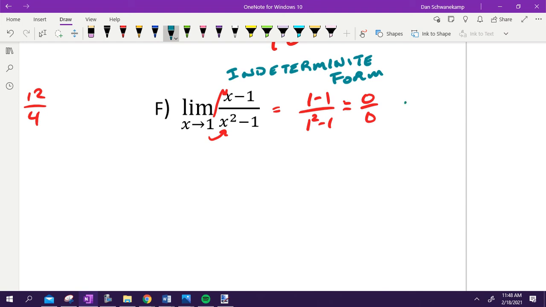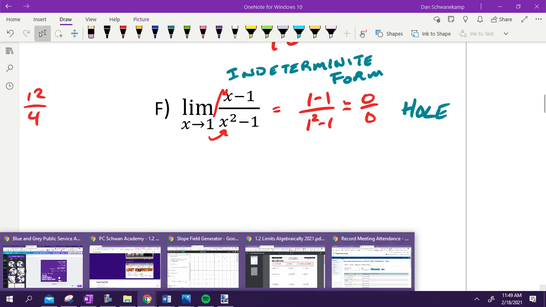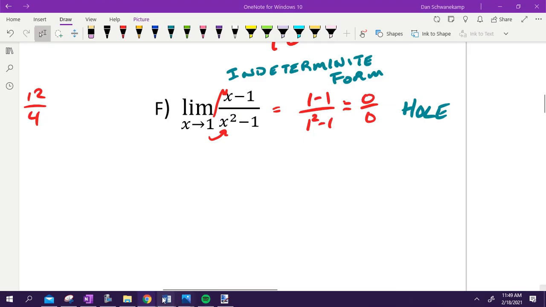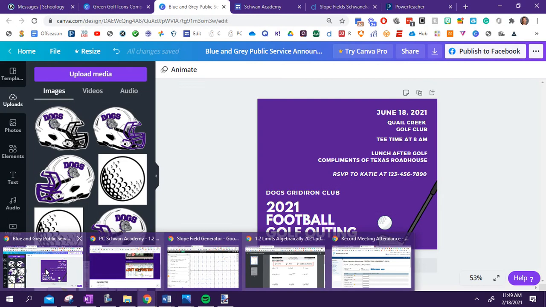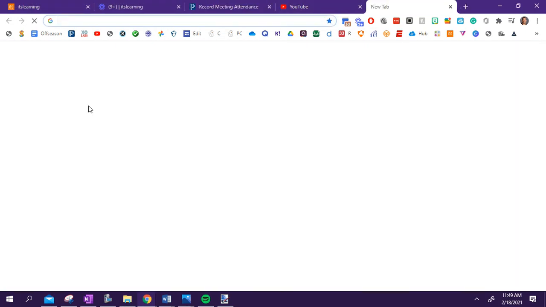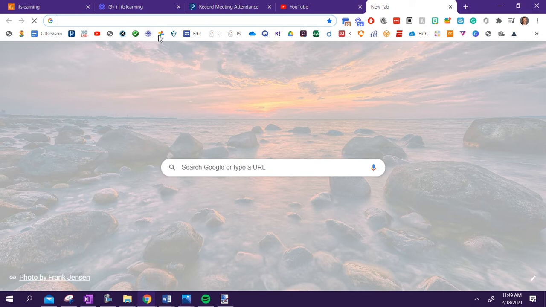This is a hole. This is a hole in a graph. Can you find a limit if there's a hole? The answer is yes. Yes, you can. Okay, let's look at this thing. I've got it somewhere. Where are you, Desmos? Nope. All right, we'll just start from scratch. All right, Desmos.